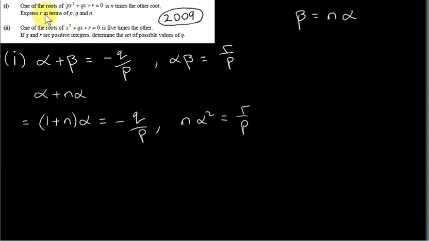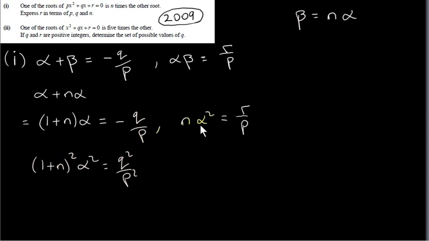Now we want to get r in terms of p, q, and n. So I have to eliminate alpha between these two equations. One way to do this would be to square both sides of this. That will introduce alpha squared. So this equation will have a similar form to this one. So if I square both sides of this, I get (1 plus n) squared alpha squared equals this thing squared, which is q squared over p squared.